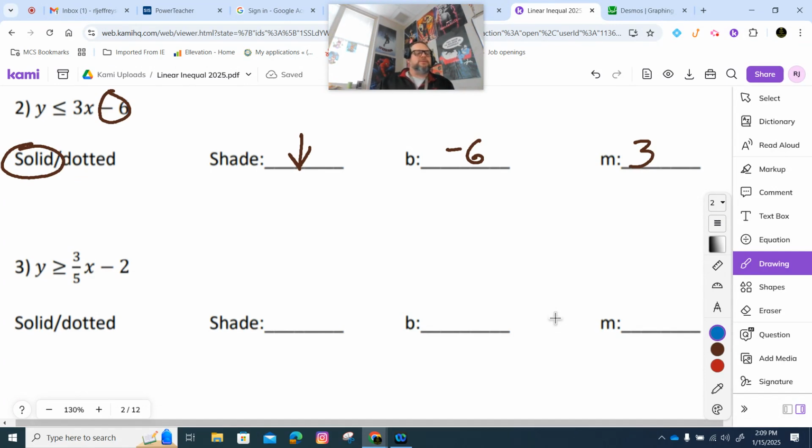Some of y'all still won't get it. All right, number 3. Is this solid or dotted? Solid. There's a line underneath it. All right, shade up or down? Are you actually looking at the problem, or are we just having verbal diarrhea? We're just spouting out crap. All right.